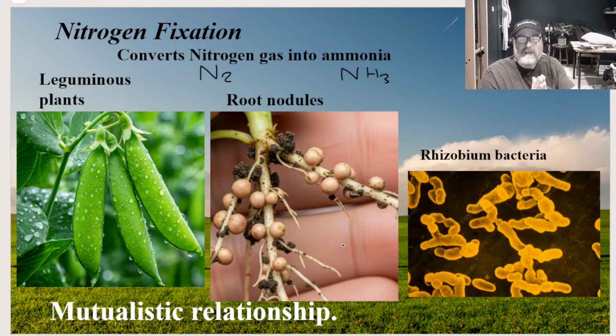You do need to know that there are free living nitrogen fixing bacteria that don't have a mutualistic relationship, and those nitrogen fixing bacteria called Azotobacter, that's one of them, they just live free in the soil, and they can take nitrogen directly from the air and turn it straight into NH3 ammonia. Okay, and that is obviously a super important process as well.